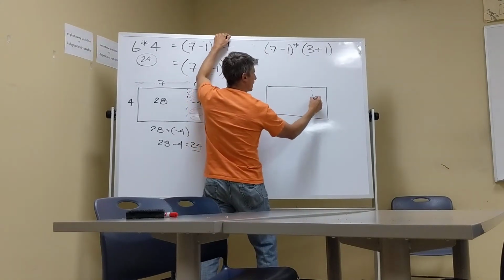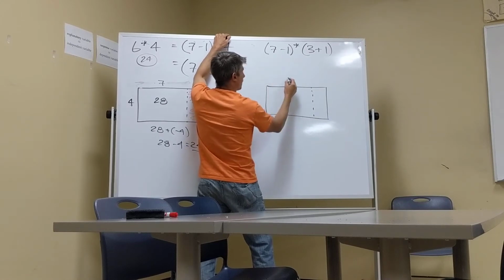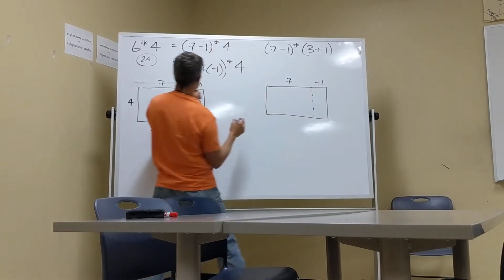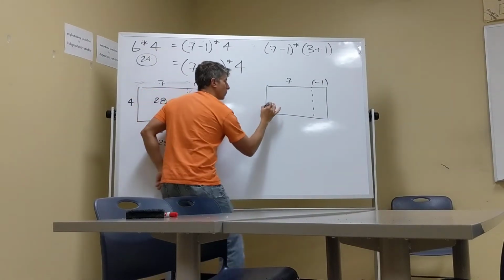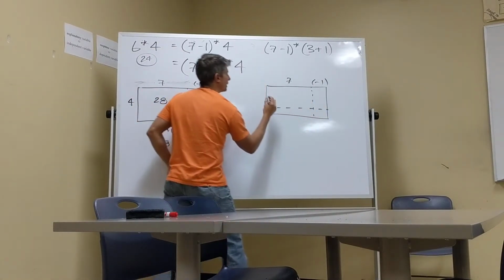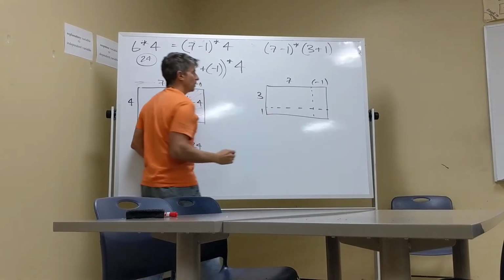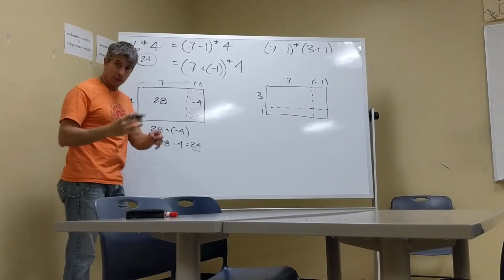I'm going to drop this line in here. 7 minus 1, it's going to be the same as this one. I'll put it in parentheses if that helps. And then 3 plus 1, and you got 3 and plus 1. And then we're just going to do the multiplications.